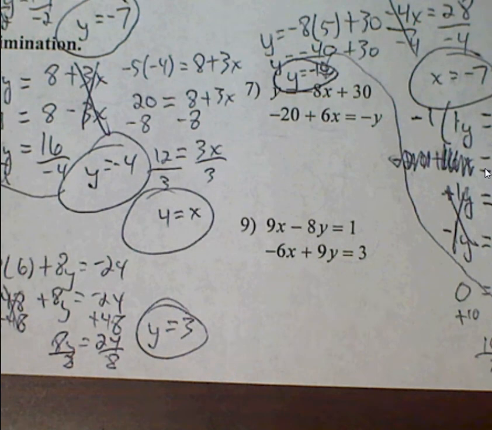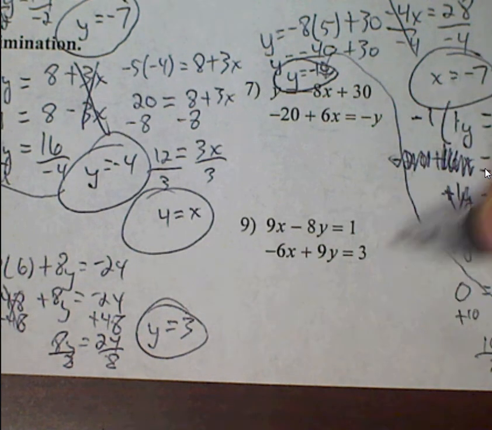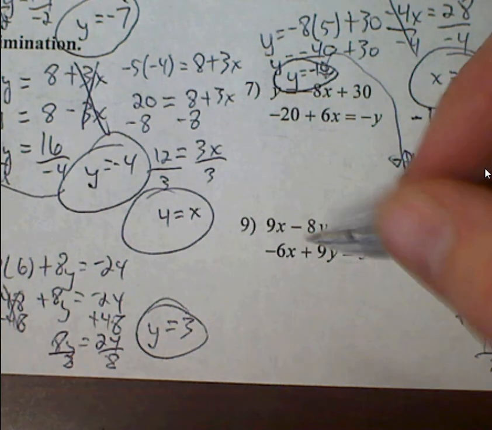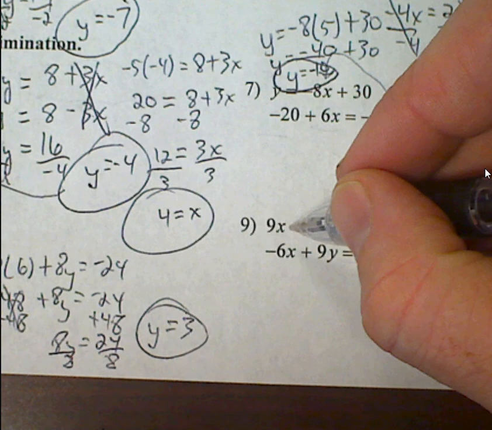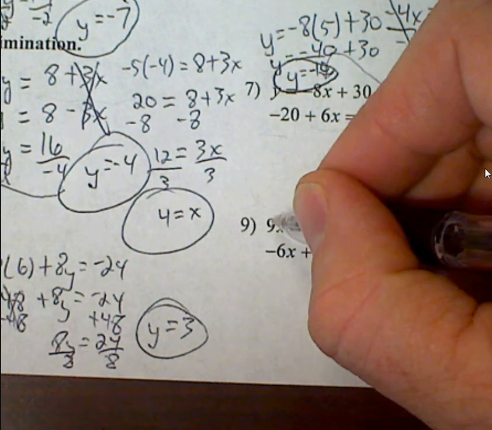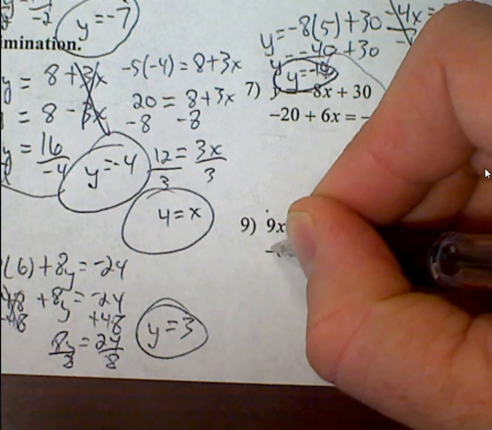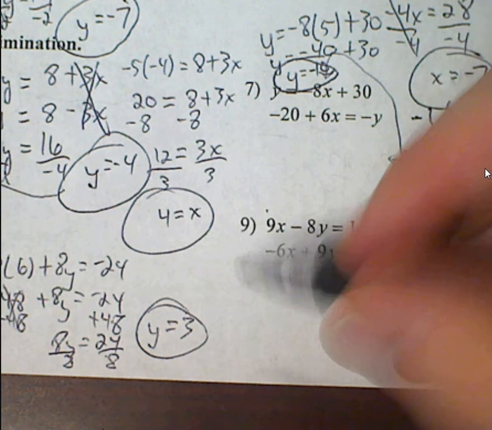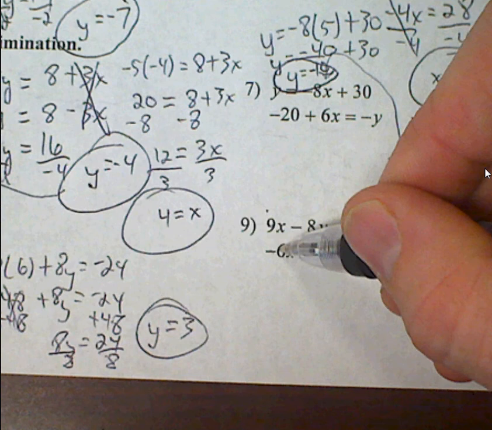Last problem. My x's are on top, my y's are on top, and my numbers are on top, so I don't need to touch this. Okay? But I get to choose which one I want. Well, this time I cannot make 9 into negative 6, or I cannot make 9 into positive 6, I cannot make negative 6 into negative 9.